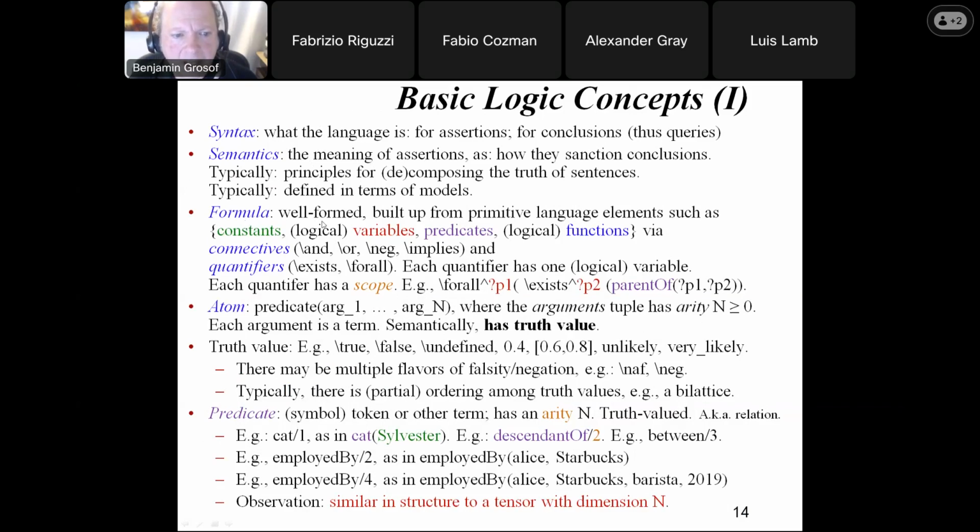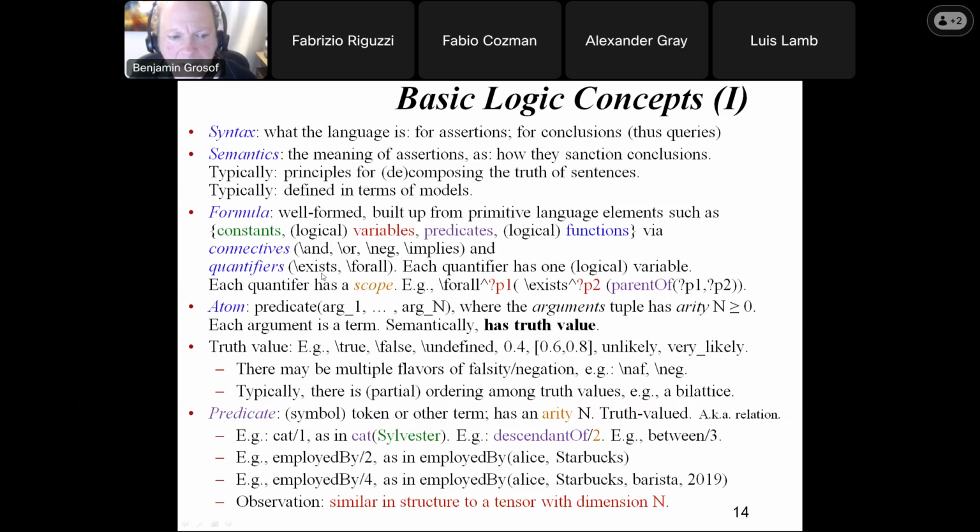A formula, in the sense of a well-formed formula that you've probably been exposed to in classical mathematical logic, is built up from primitive language elements, such as so-called constants, variables in the sense of logical variables, predicates, and functions in the sense of logical functions. And they're built up via connectives, for example, and, or, not, and implies, and quantifiers, such as there exists and for all. Now, the quantifiers each technically have one logical variable.